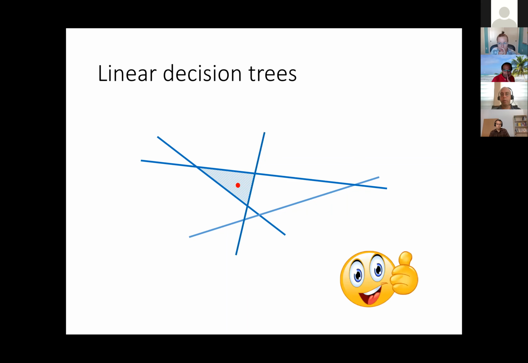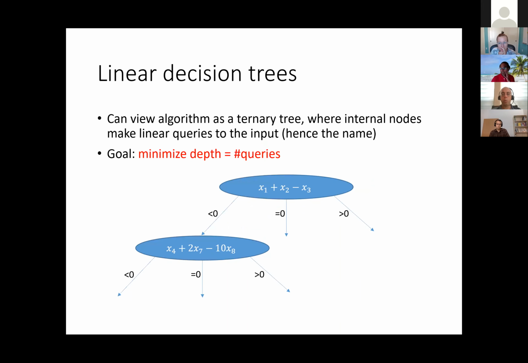So now we're happy. We found this area. So let's write one more word about the model. Why is this called the linear decision tree? Well, it's because of the different way you can view this model, which actually looks like a tree. You can think of this algorithm as a ternary tree, meaning you have queries, and each query has one of three possible answers, where internal nodes are just linear queries.